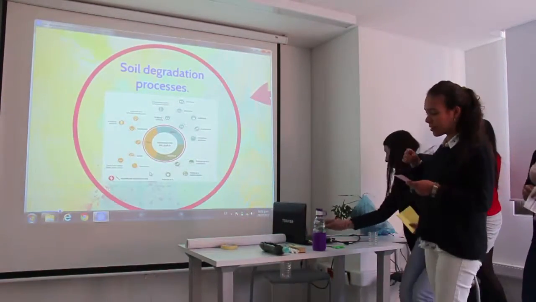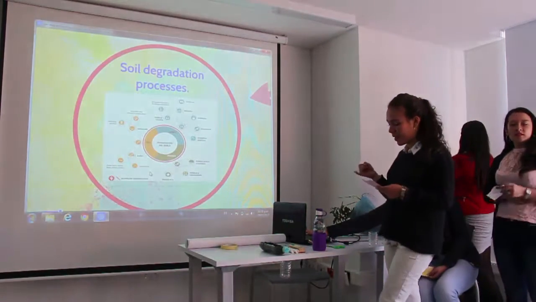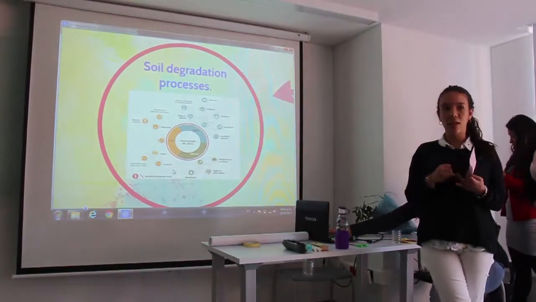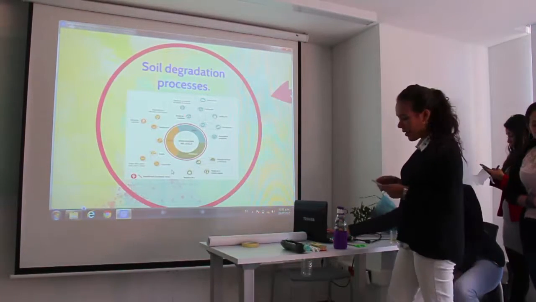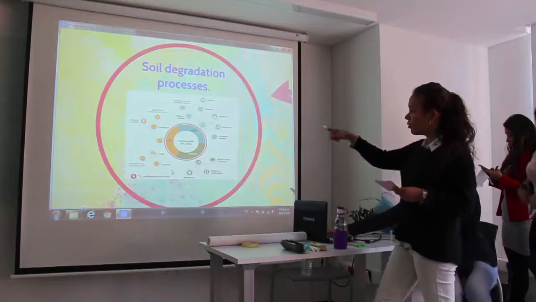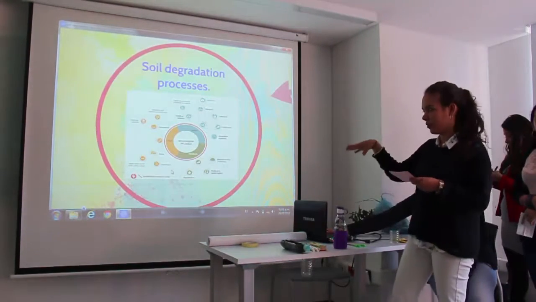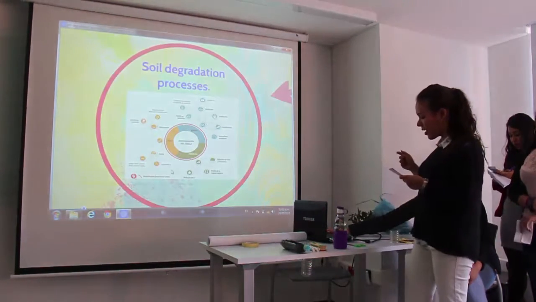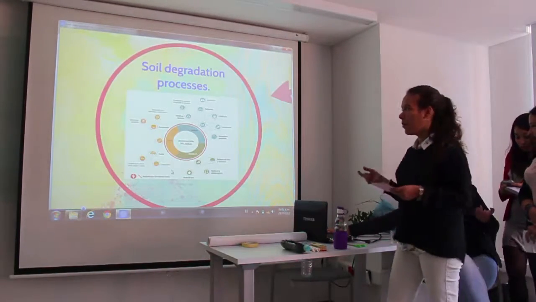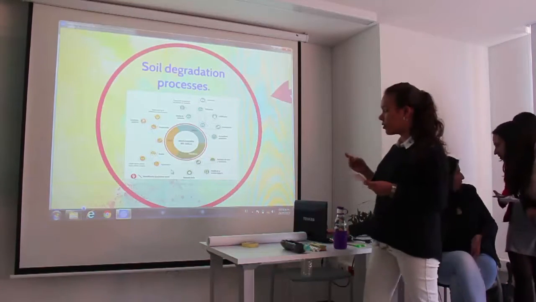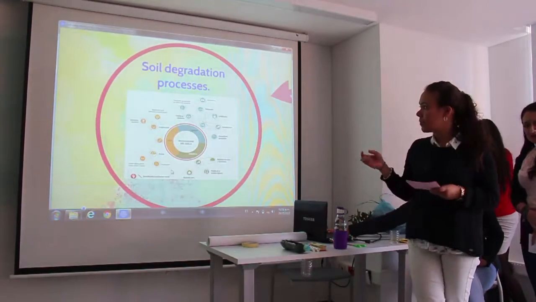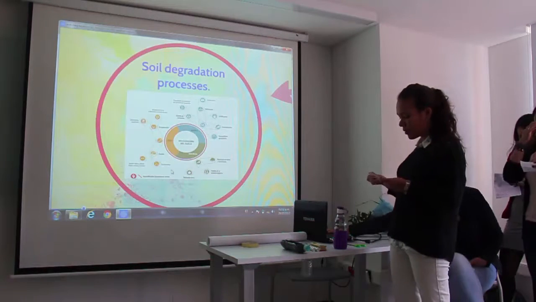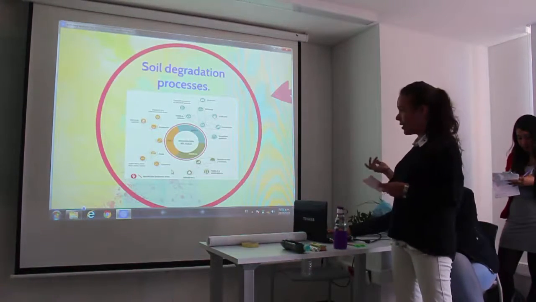Okay, soil degradation process. There are two types of erosion, water and wind, and it's classified. Soil degradation can be physical, biological, and chemical. Physical degradation includes erosion and compaction. Chemical degradation includes soil salinization, acidification, and pollution. And biological degradation is the most important degradation process in the organic material, which influences the reduction of biological activity and the processes of decomposition and mineralization.